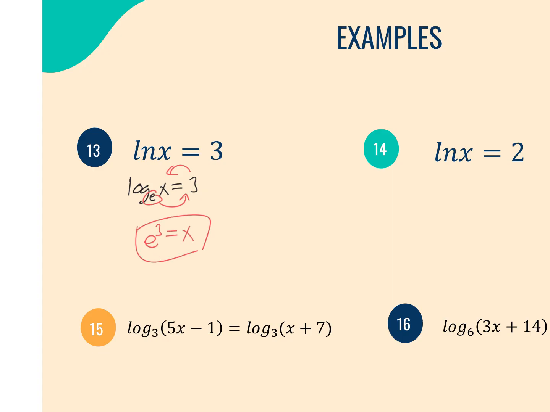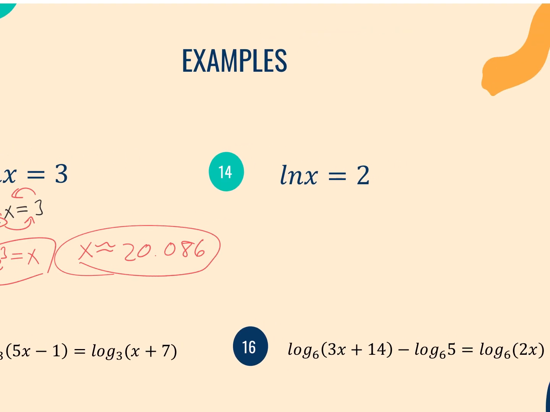All right, and then that's an exact answer, right? That's really all we have to do. To convert it to a decimal answer, you would just type this in your calculator, and you get x is approximately 20.086.